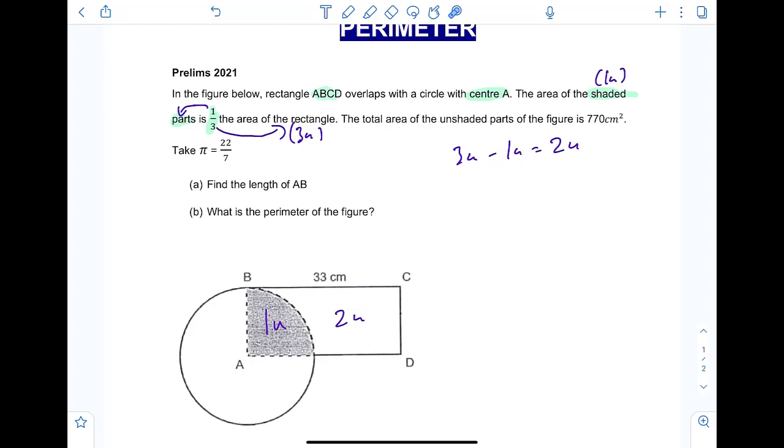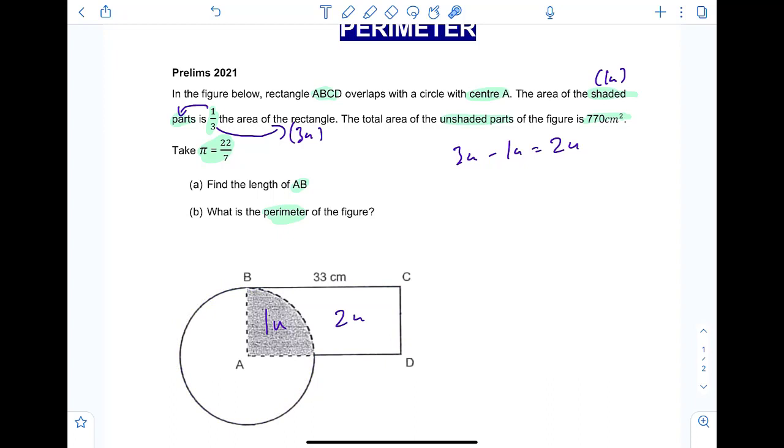Now the total area of the unshaded parts of the figure is 770. Take pi to be 22/7. Find the length of AB. That is also the radius of your circle. Find the perimeter of this figure, which means the entire outline of this figure, which means 3/4 of a circumference plus this length, and this length.